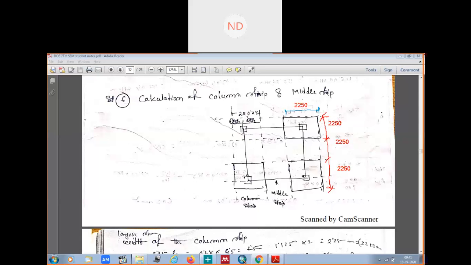This one we know from here, from this center to this center of the column. This is how much? It is 6 meter, that means 6000 mm. So now 6000 minus again the same thing. This is your middle strip. So that will be how much?